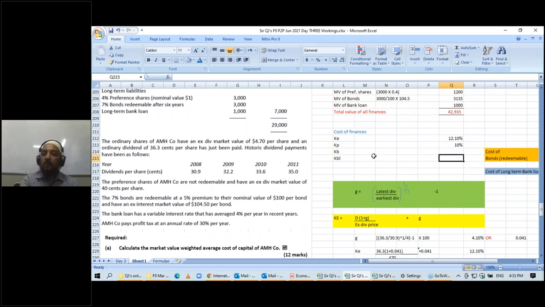Okay, now cost of bonds. Before going on to cost of bonds, cost of bond will be internal rate of return. If the bond is redeemable in some years, suppose, then you have to calculate internal rate of return, right? For redeemable items, you will be using either cost of debt or cost of equity. And for irredeemable items, you will directly divide it by the market value.